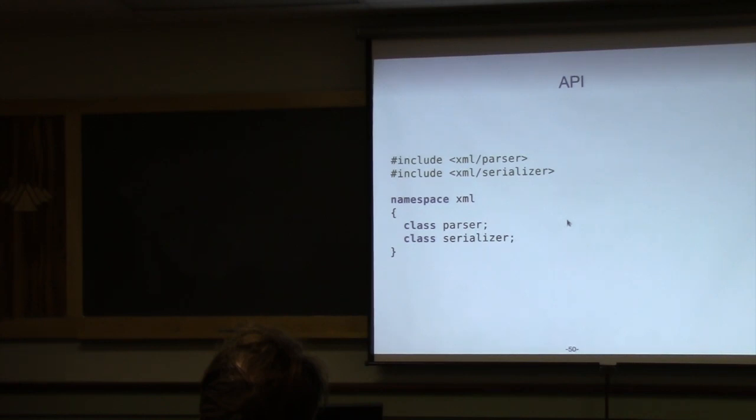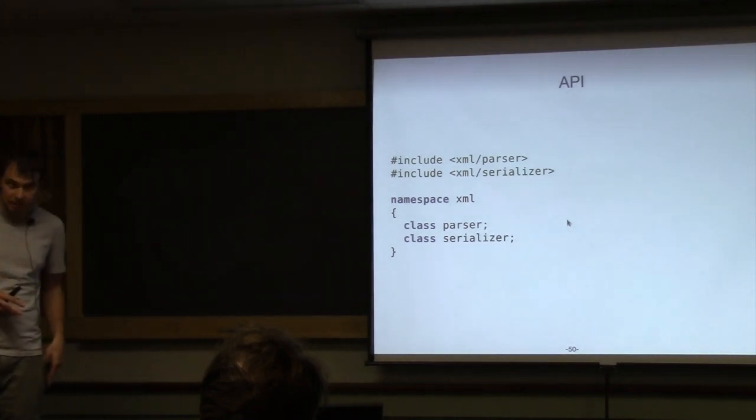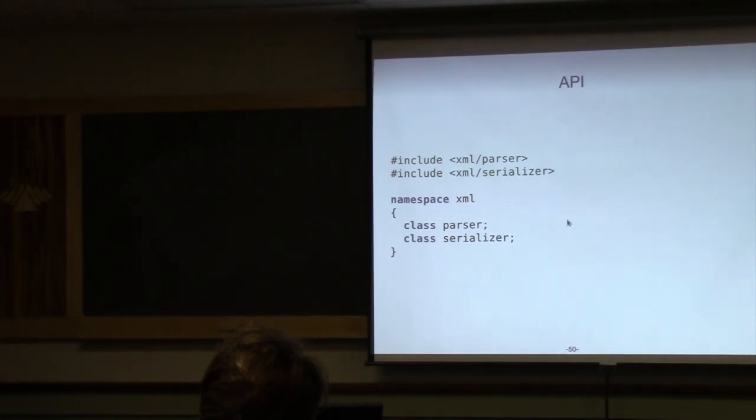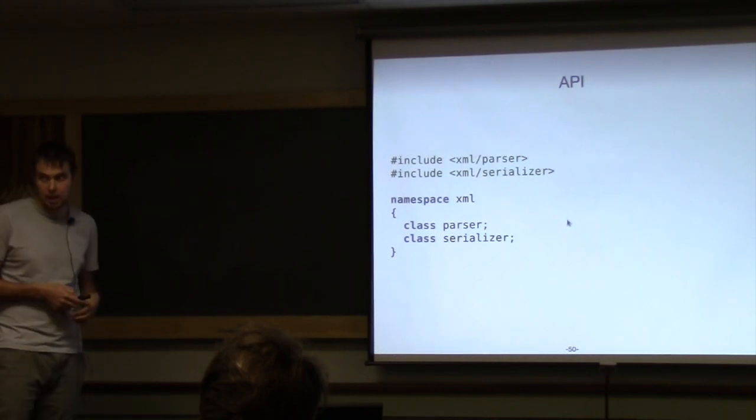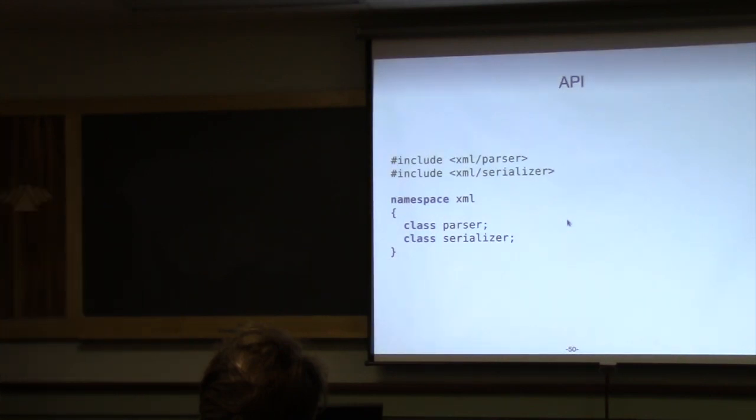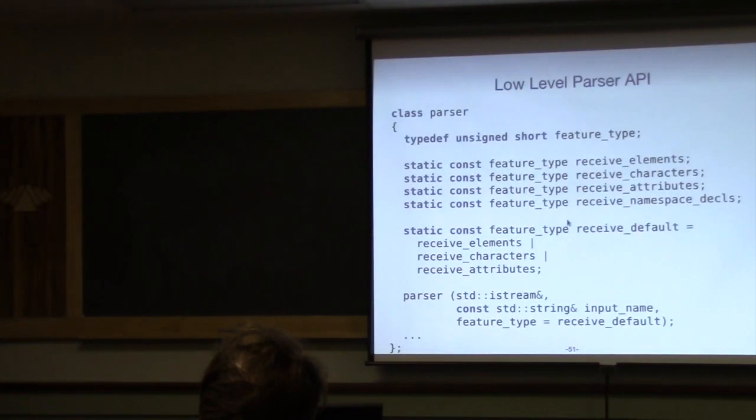Remember the three common use cases for XML that we discussed earlier? Converters and filters normally require the lowest level API with a minimum overhead. So we'll start there. That way you can also parse all kinds of mixed content stuff.